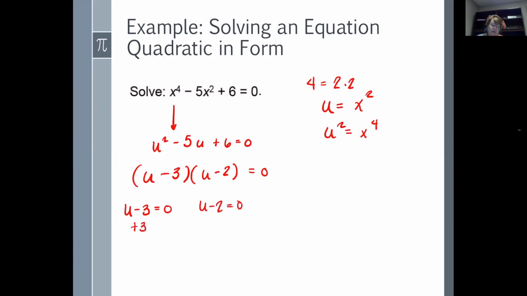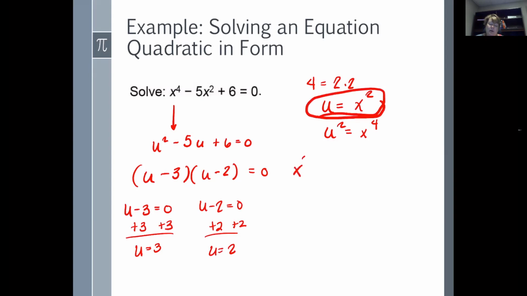Add 3 to both sides, and I get u is 3. Add 2 to both sides, and I get u is 2. Okay, I'm not done at this point because I know what u is, but I don't know what x is. But I do know right here that x squared is equal to u. So I have x squared is equal to 3. I have x squared is equal to 2. So now I can solve those 2 equations.